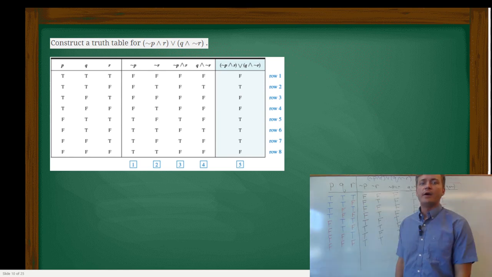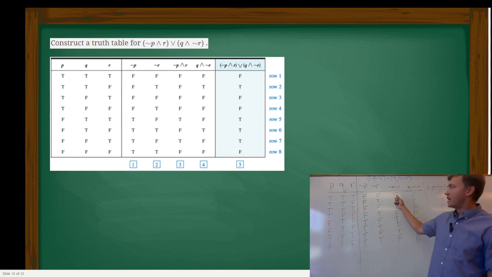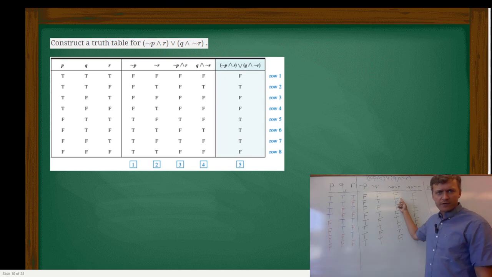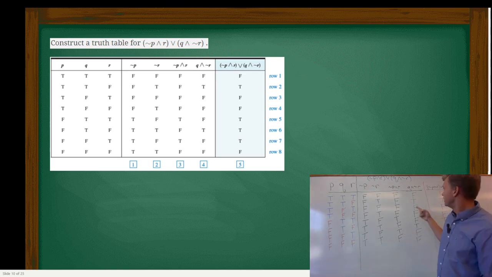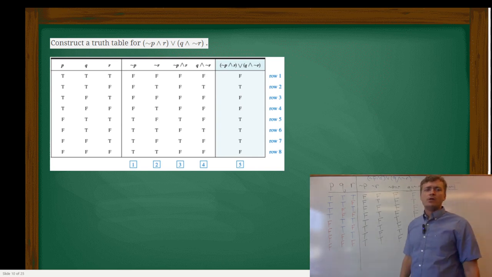Looks good there. And we can check our other columns as well. Not P and R: false, followed by a true, false. Our second and connective: false, true, false, false, false, true, false, false. So looks good there.